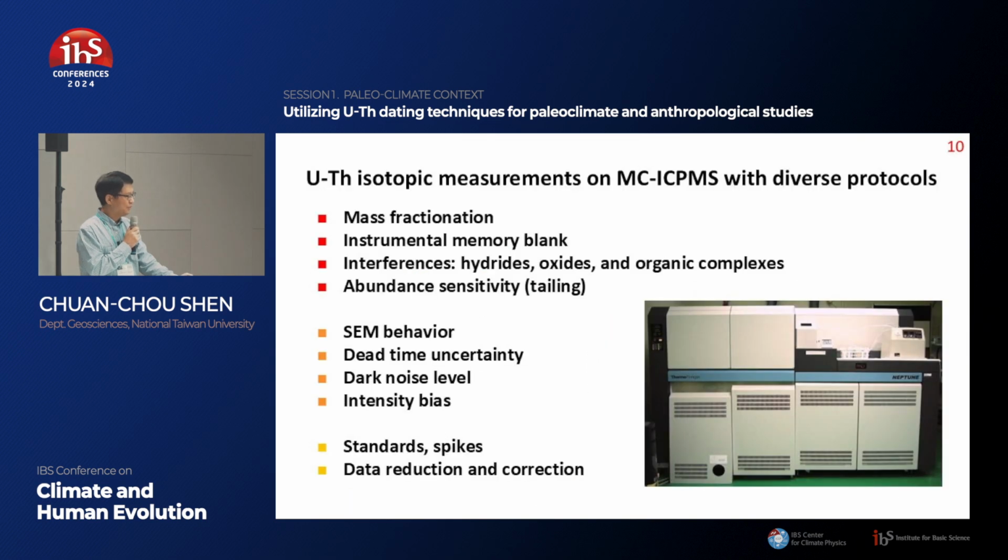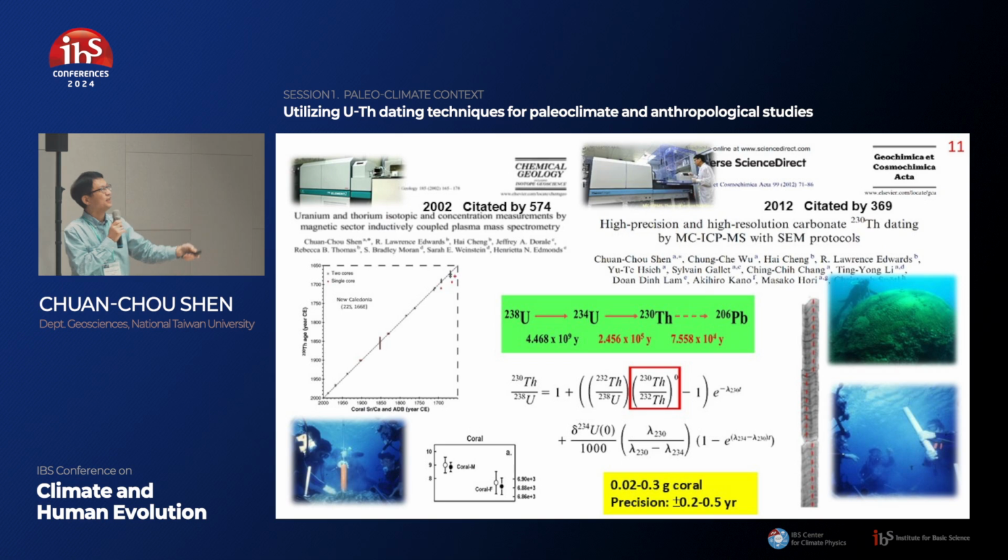And also you run your samples on the machine, do chemistry, and then on the machine you can get ratios, but not true ratios. You have to figure out things like mass fluctuation, instrumental memory, interferences, hydrides, organic material, abundance sensitivity, detector behavior, detector dead time, dark noise, intensity bias, and so on. You don't care about that. We figure it out. And also you need a standard spike and so on. So after addressing everything, yes, we can date it.